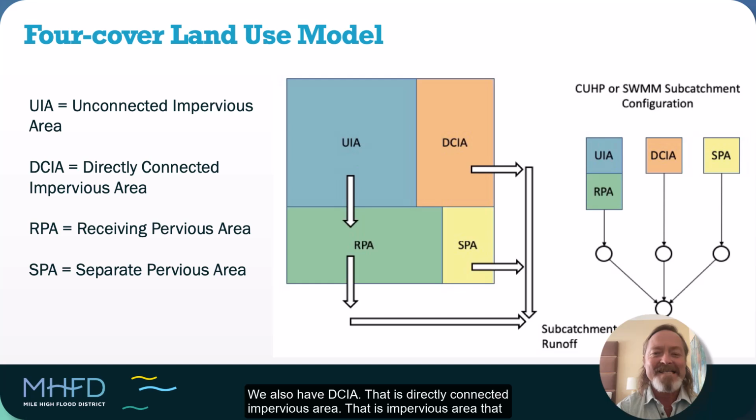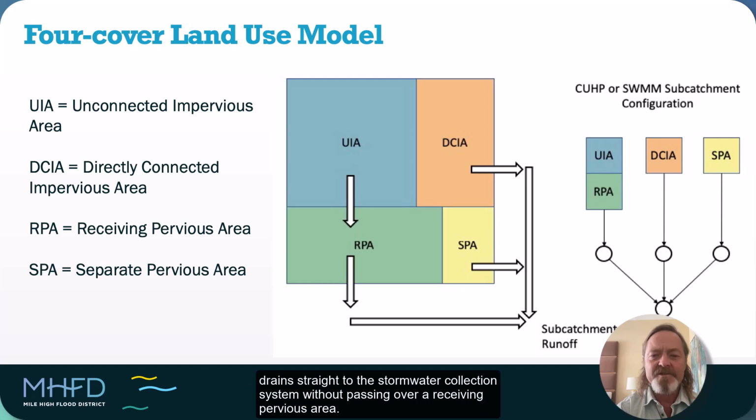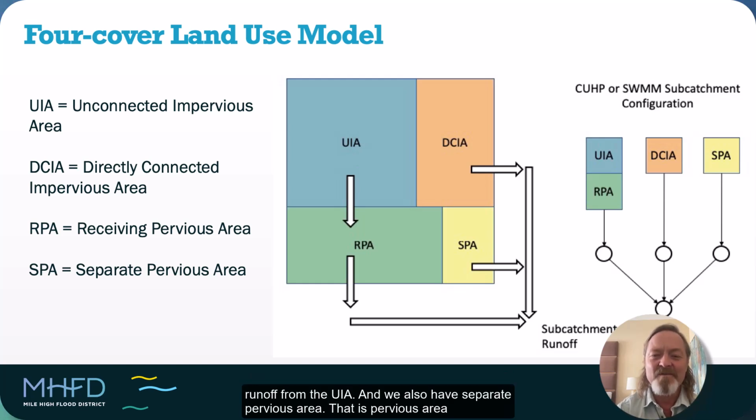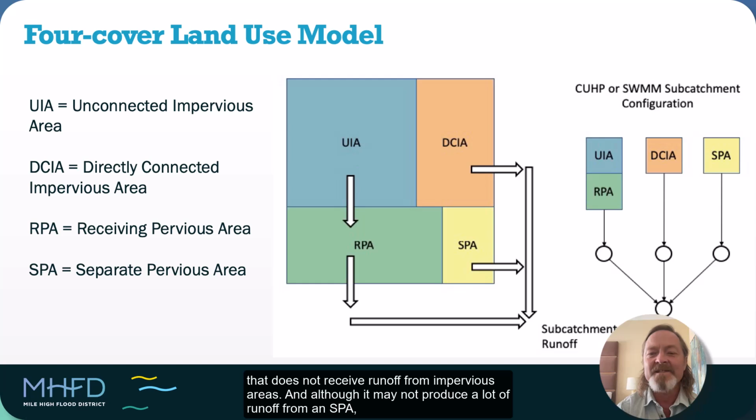We also have DCIA. That is directly connected impervious area. That is impervious area that drains straight to the stormwater collection system without passing over a receiving pervious area. Of course, we have RPA, which is the subject of this webinar, and that is pervious area receiving runoff from the UIA. And we also have separate pervious area. That is pervious area that does not receive runoff from impervious areas.